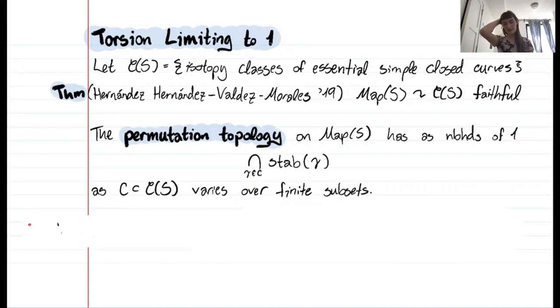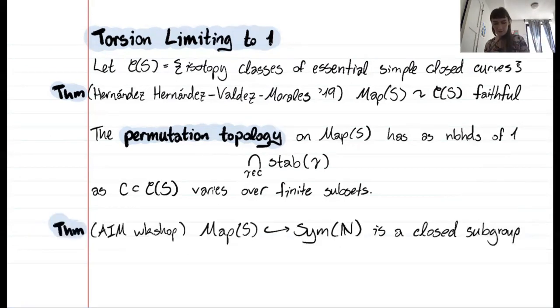It's a fact that this permutation topology, so there are a priori two topologies we could give the mapping class group of S. There's this permutation topology that I just described, and there's another topology that arises this way. You give the homeomorphism group of your surface the compact open topology, and then give the mapping class group the quotient topology. And it's a fact that these two topologies agree. It's a theorem from the AIM workshop that the mapping class group of our surface embeds via this action as a subgroup of the symmetric group on a countable set. And this embedding realizes the mapping class group as a closed subgroup. Okay, so that's a little bit about the topology of the mapping class group of S.